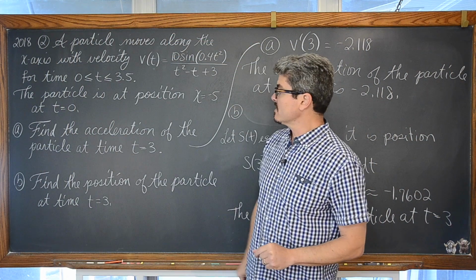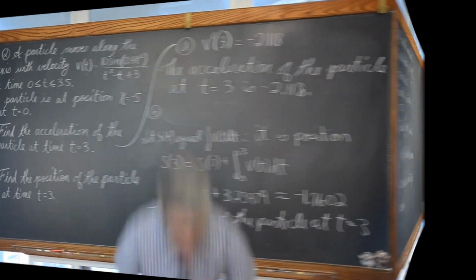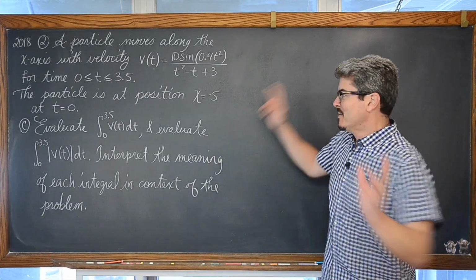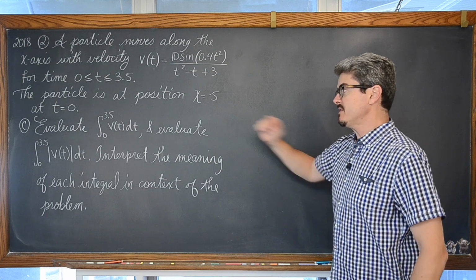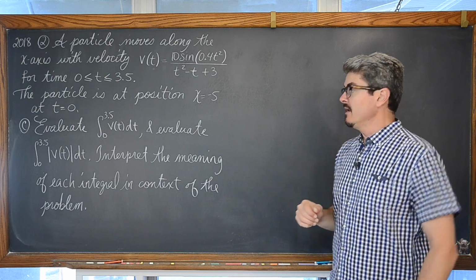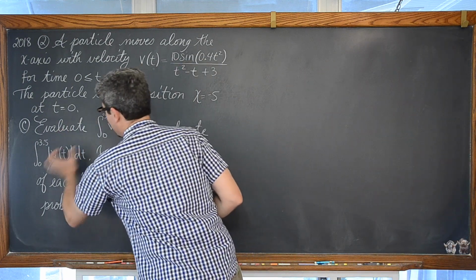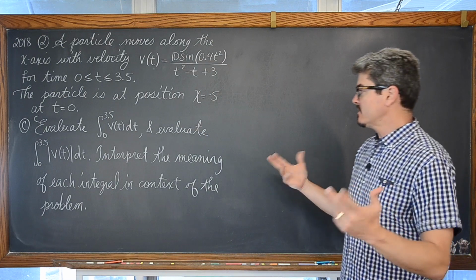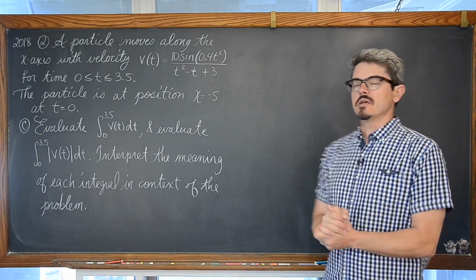Let's get on to part C right now. Part C, we're going to evaluate the definite integral of v of t dt and evaluate the definite integral of the absolute value of v of t dt and interpret the meaning of each integral in context of the problem.